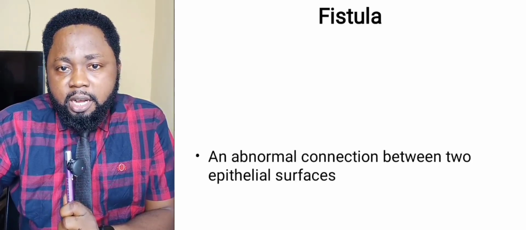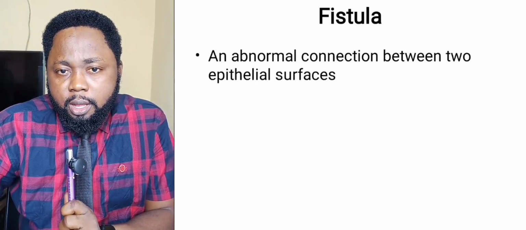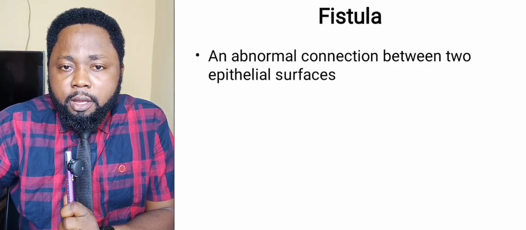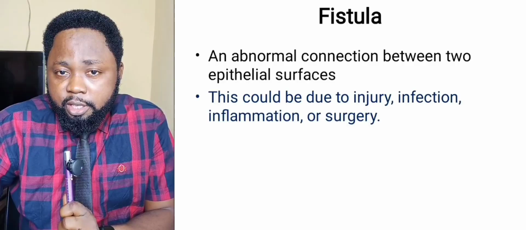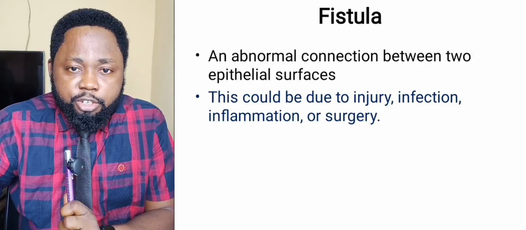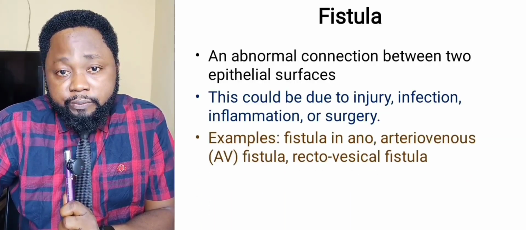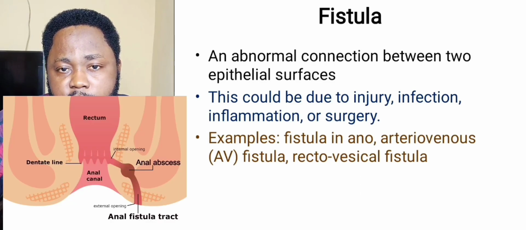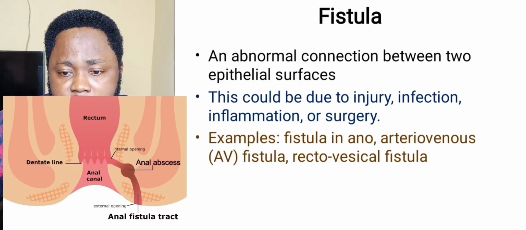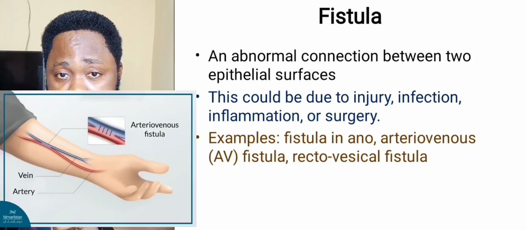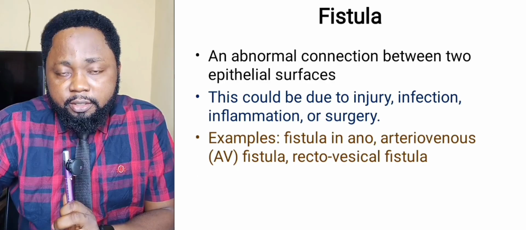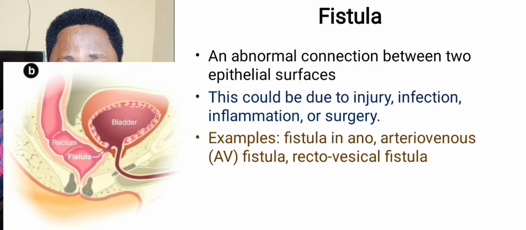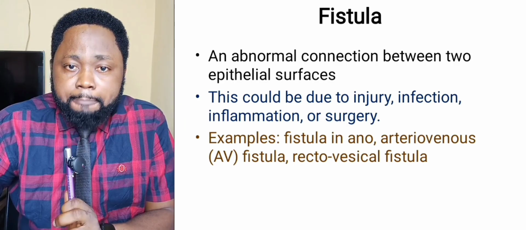I'd like us to begin with the word fistula. A fistula is defined as an abnormal connection between two epithelial surfaces, and this can be caused by injury, infection, trauma, or even surgery. Examples include fistula in ano, which is a connection between the anal canal and the skin; arteriovenous fistula, which is a connection between an artery and a vein; rectovesical fistula, which is a connection between the rectum and the urinary bladder.